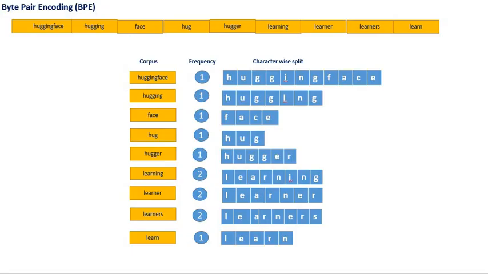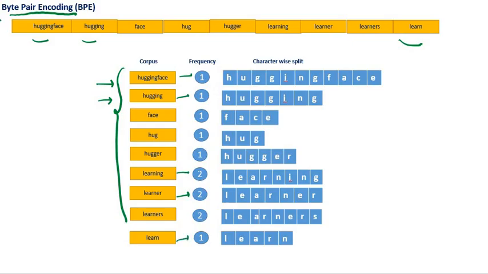To understand byte pair encoding, let's consider the following words: hugging face, hugging, similarity, learn. We put these words into a corpus in rows like this, and we count the frequency of each word. For example, hugging face is one time, hugging is one time. Similarly, learning is two times, learner is two times, and learn is one time.